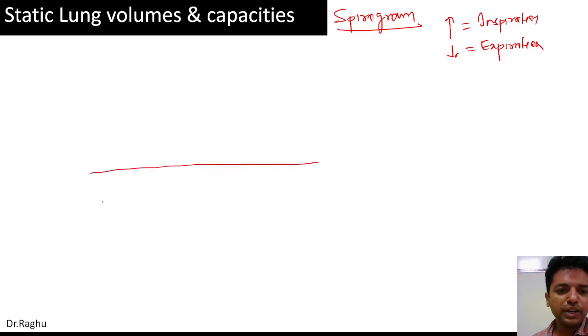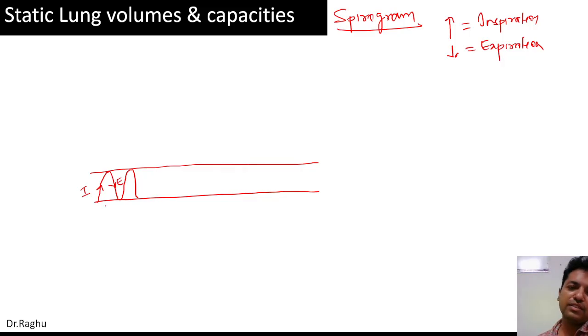First, let me draw two lines. Now, what the person is doing is, I will ask the person to breathe into the spirometer. Whenever he is taking an inspiration or inhalation, what is going to happen? The graph is going to move up. And whenever he exhales, the graph moves down. Again, whenever he inhales, the graph moves up, and whenever he exhales, the graph is going to move down. So this much amount of air is inspiration and this much amount of air is expiration.